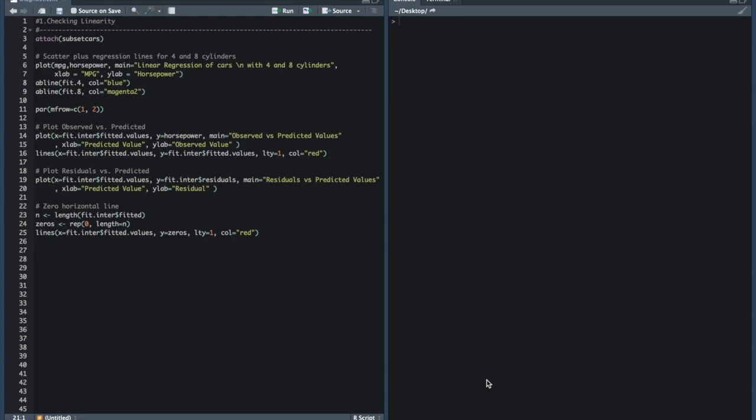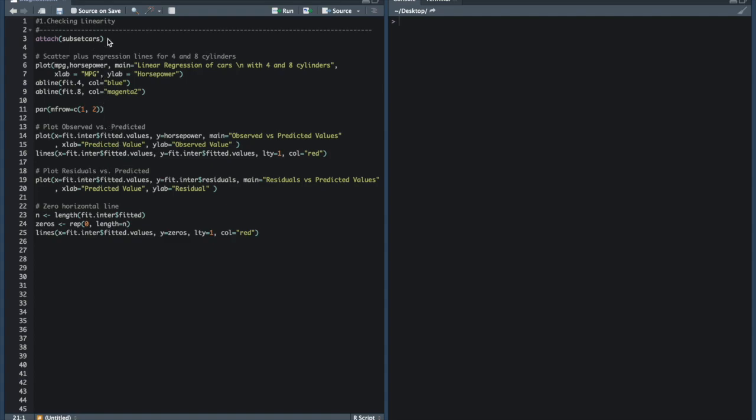Let's start with linearity. To check if the model is appropriate for the data being analyzed, we want to see a linear relationship between the outcome variable and the independent variable. There are three separate ways we can do this. The first is to plot a scatter plot. The second is to plot the values of the observed versus the predicted. And the third is to plot the values of the residual versus predicted.